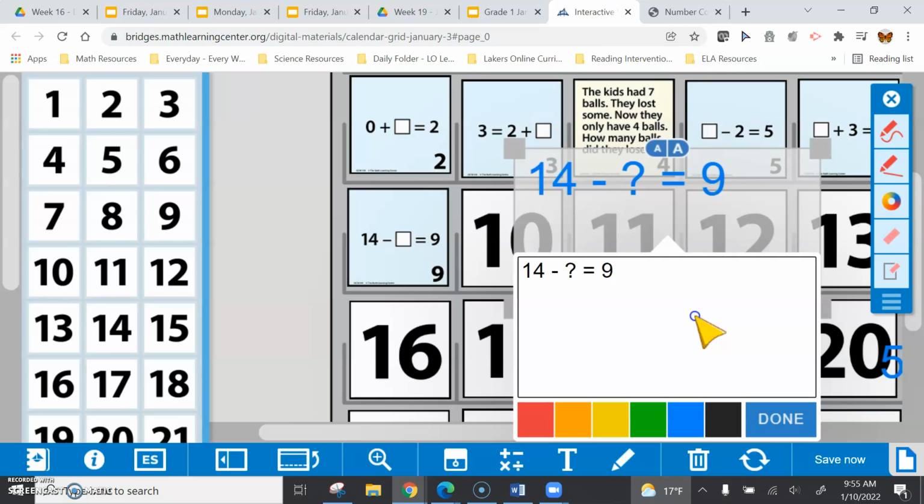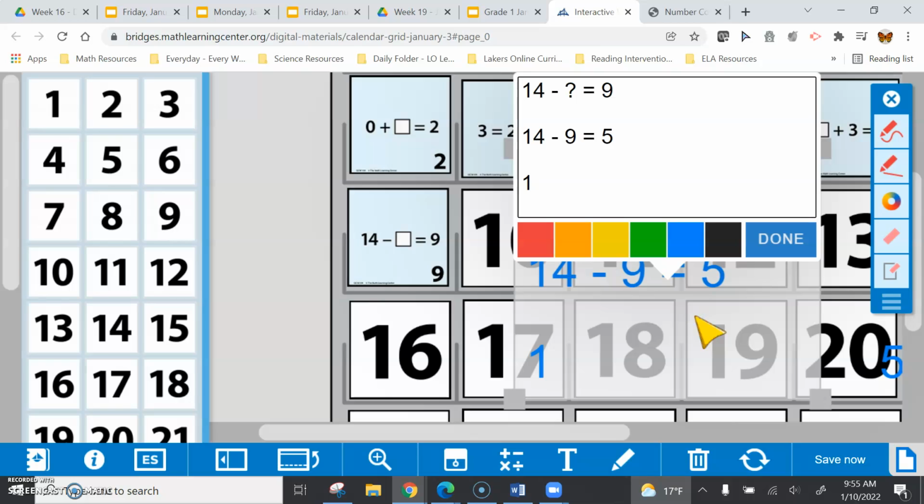Since we don't know what that missing number is, we can use what we do know. 14 minus 9. We can take away 9, and it will help us figure out what that other number is on our number tree. What is 14 take away 9? Did you say 5? If you did, you are absolutely correct. 14 minus 5 equals 9, which was what we were looking for up here. 5 is our missing number.